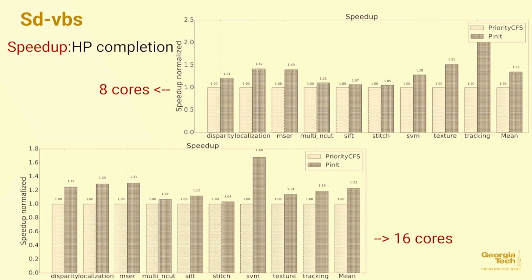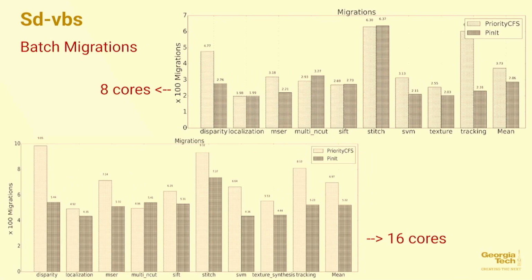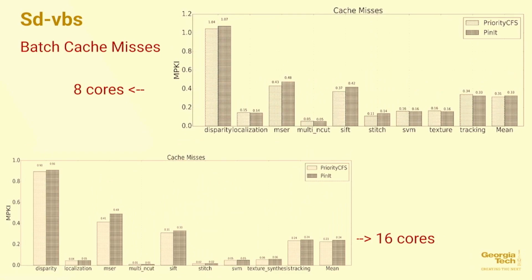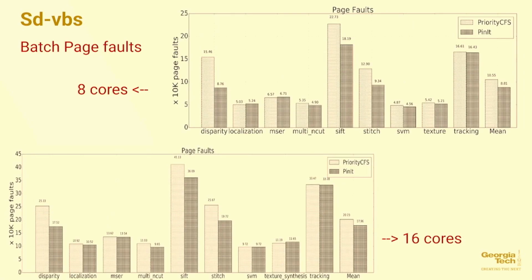For the San Diego Vision based benchmark, we saw about 35% improvement on 8 cores on average and 23% on average on 16 cores. The migrations reduced a lot, but the cache misses did not improve much for the San Diego Vision based benchmark. However, we saw a huge reduction in the number of page faults.